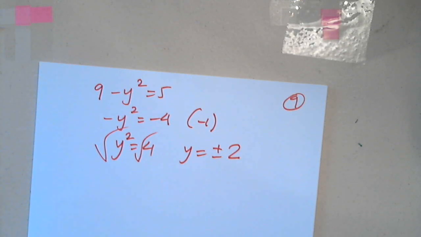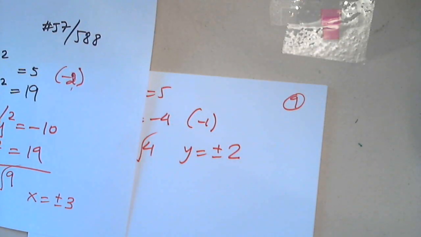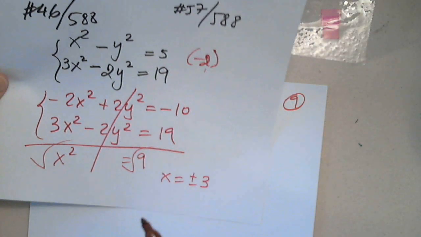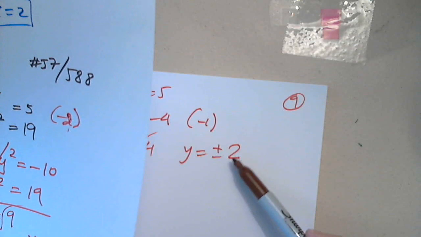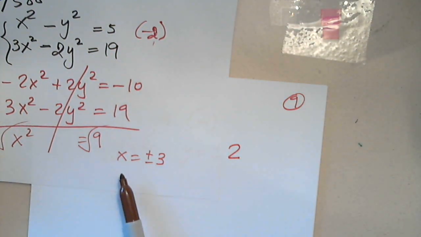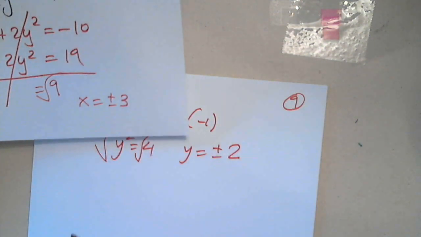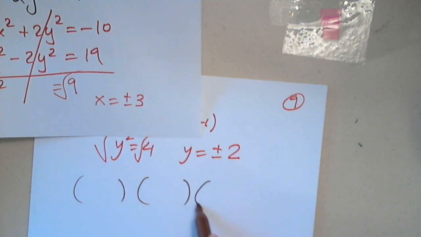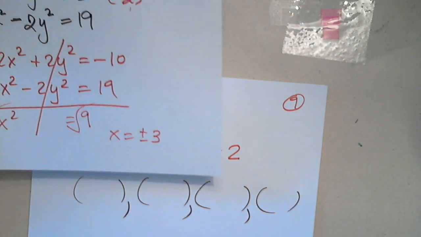Now we have to be very careful how we put the solution together. So when x is 3, I get 2 options for y. But when I set x equal to negative 3, I get 2 options for y. So it happens that this system has 4 solutions.